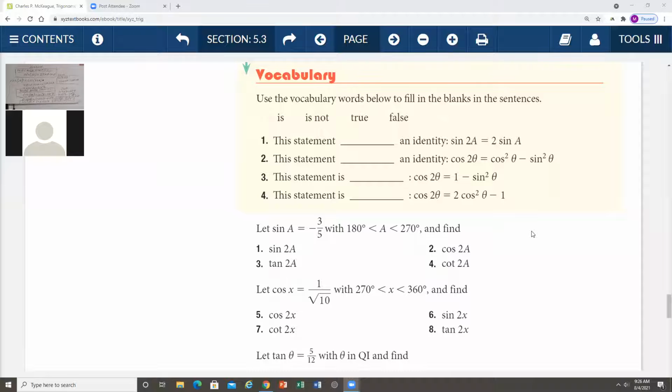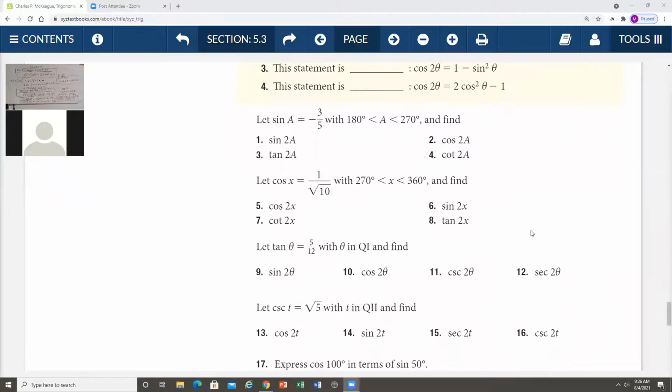Okay. Well, let's try a problem now. Problem number 2. They indicate that the sine of some angle A is the ratio -3/5, where angle A is between 180 and 270 degrees. Then they want you to find the cosine of 2 times A in problem number 2 here. I have a question. What quadrant would angle A be in?